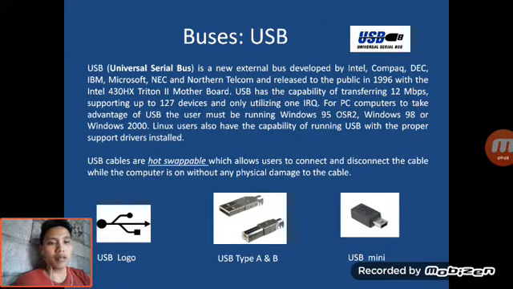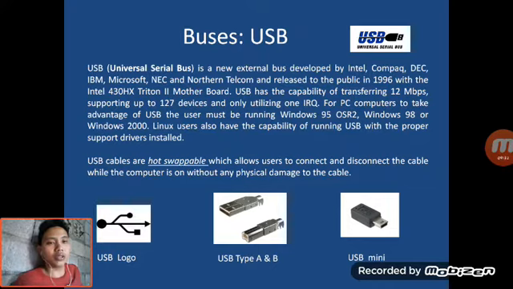USB, or Universal Serial Bus. It's a new external bus developed by Intel, Compaq, DEC, IBM, Microsoft, NEC, and Northern Telecom, and released to the public in 1996 with the Intel 430HX Triton 2 motherboard. USB has the capability of transferring 12 Mbps, supporting up to 127 devices, and only utilizing one IRQ.